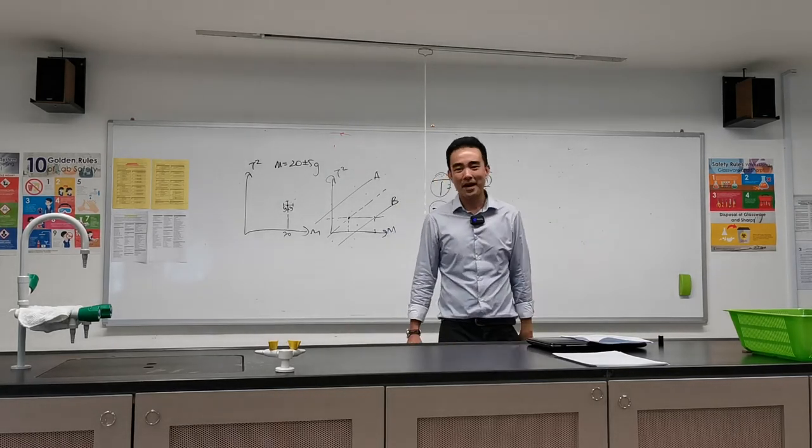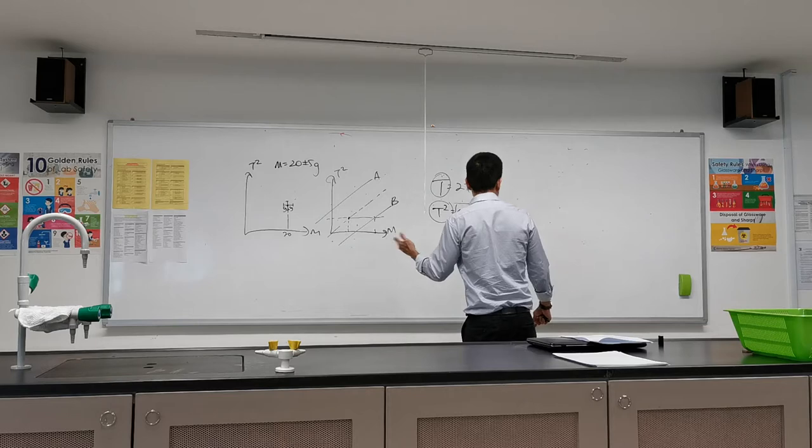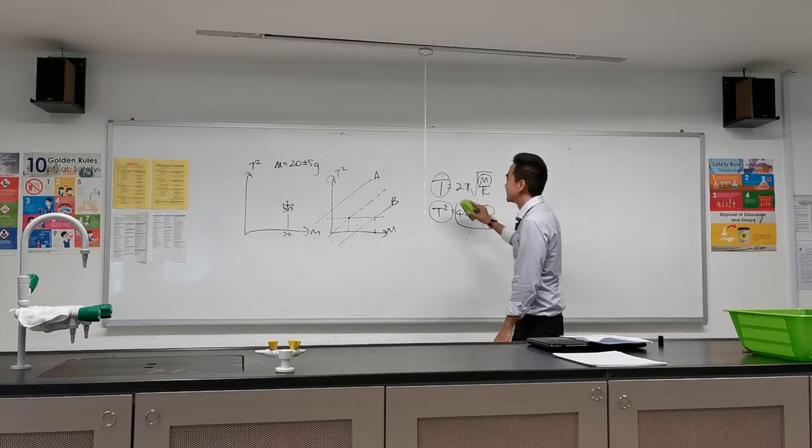So now we've got error bars. And then what if we have points with error bars, how do we draw the lines?